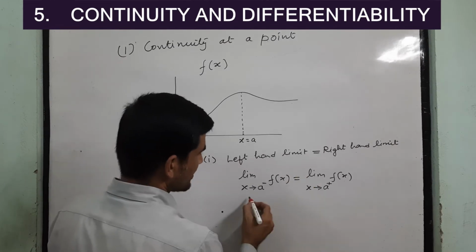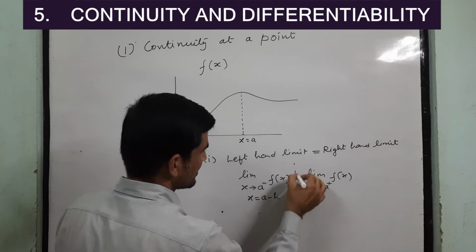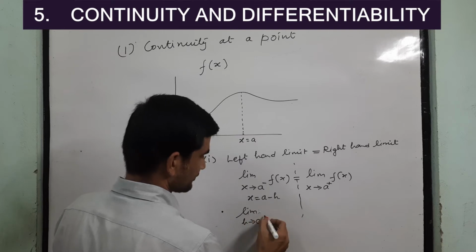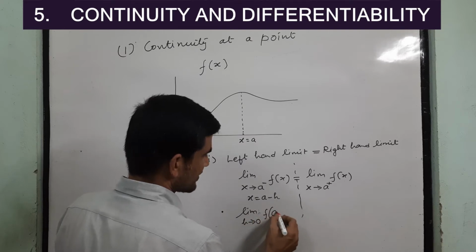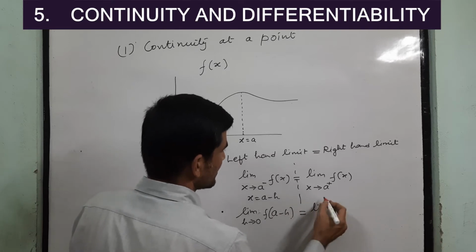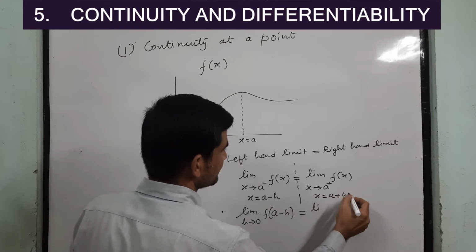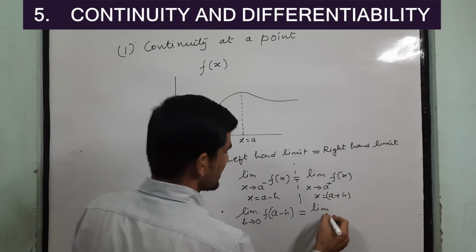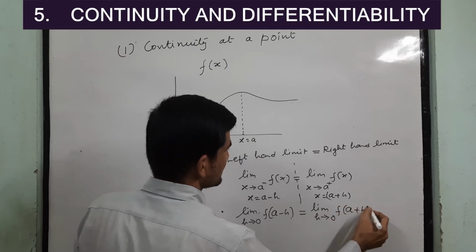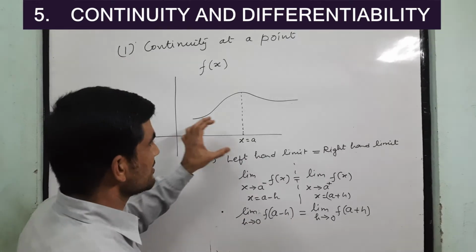To solve this, putting x equal to a minus h, we can write this as limit h tends to 0 of f(a minus h), which should be equal to, when we put x equal to a plus h, limit h tends to 0 of f(a plus h). If these two are equal, then we say the limit exists.